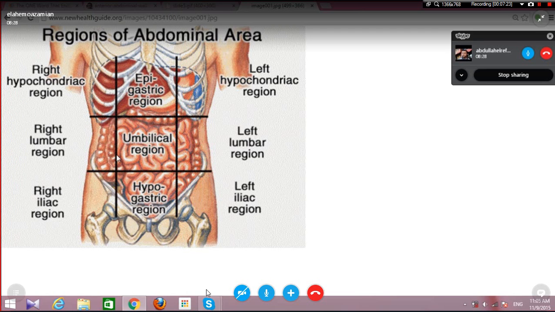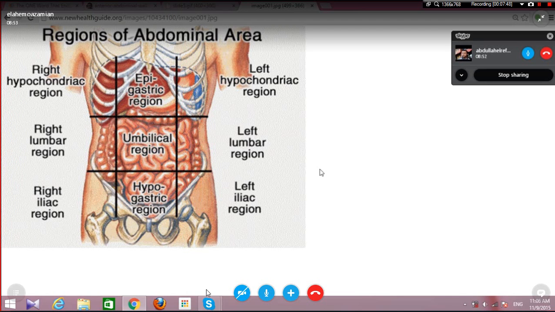Okay? So the upper one is subcostal, the lower one is transtubercular or intertubercular. When you draw transtubercular here in the middle, it's at the level of L5, the 5th lumbar vertebra. So instead of these two, we can choose two other horizontal lines.